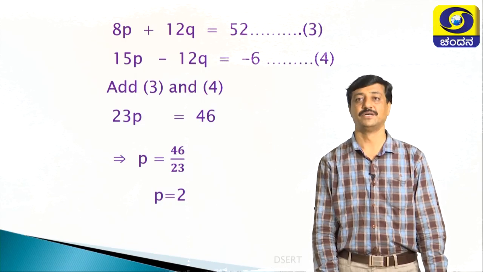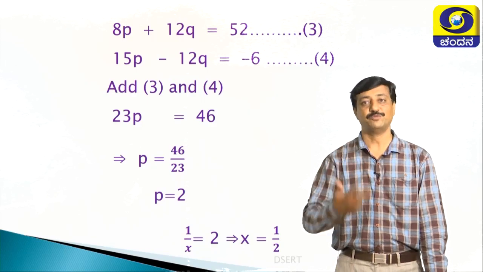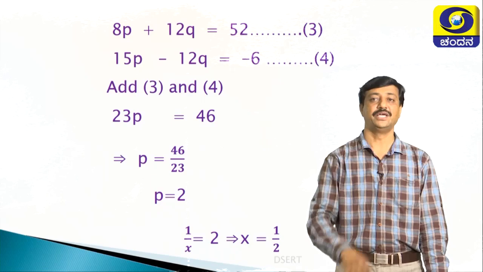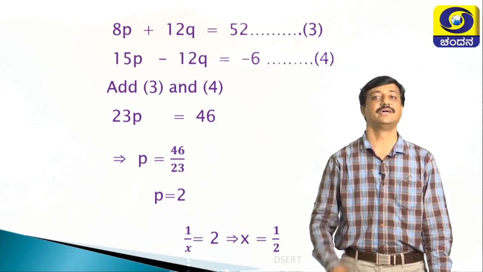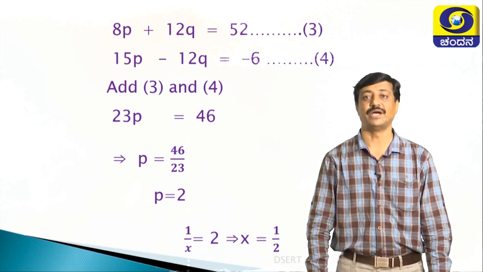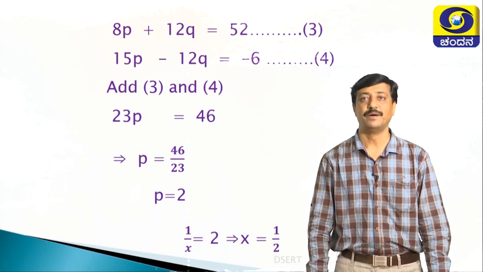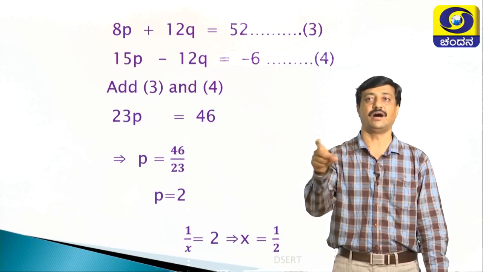P value becomes 2. Now we have already assumed p value as 1 by x. In place of p, you take 1 by x is equal to 2. After taking the reciprocal, you will get x value as 1 by 2. In the same way, substitute p value in any one of the equations, either in 3 or in 4.